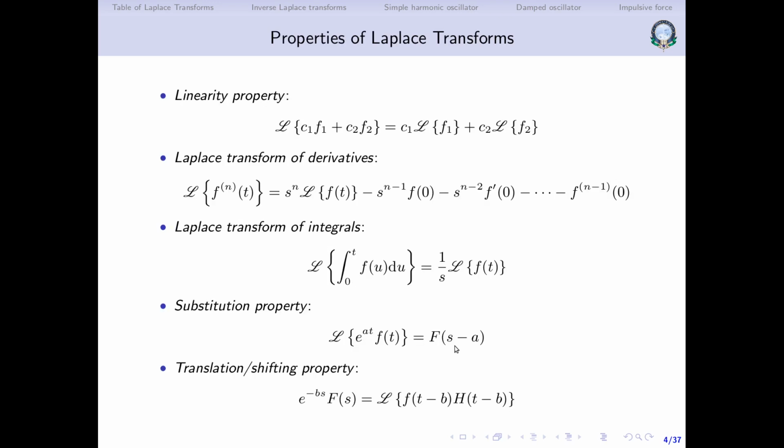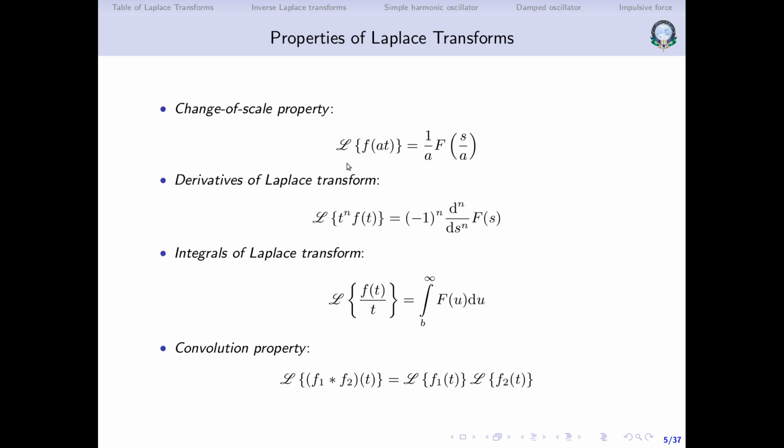We had discussed the properties of Laplace transforms in the previous lecture. We had lots of properties, and I suggest you go back to that lecture to find out how we had discussed these different properties. We had the linear property, the Laplace transform of derivatives, the Laplace transform of integrals, the substitution property, the translation or shifting property, the change of scale property, the derivatives of Laplace transform property, the integral of Laplace transform property, and finally the convolution property.